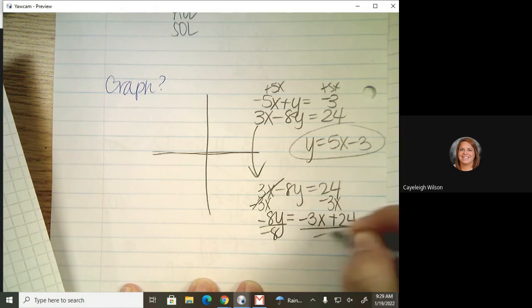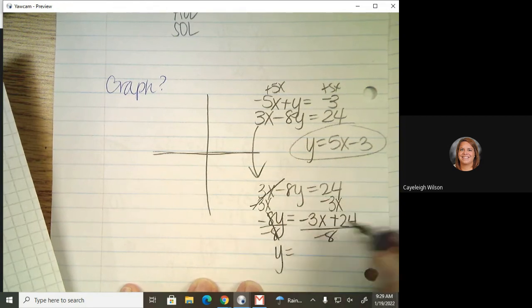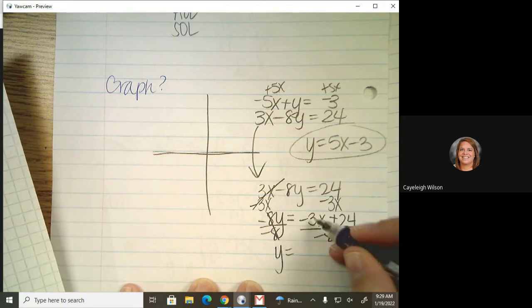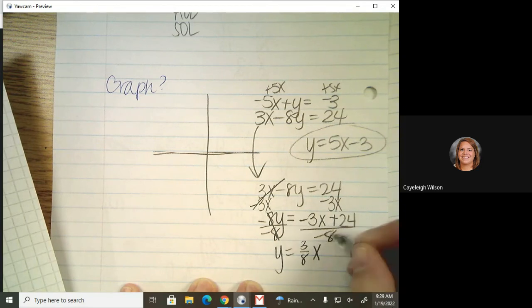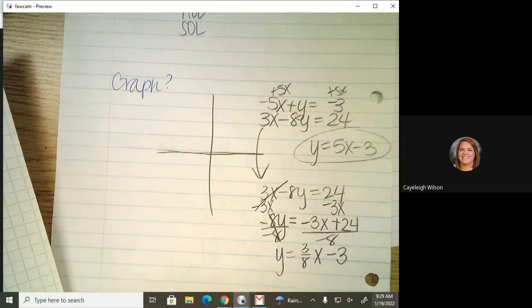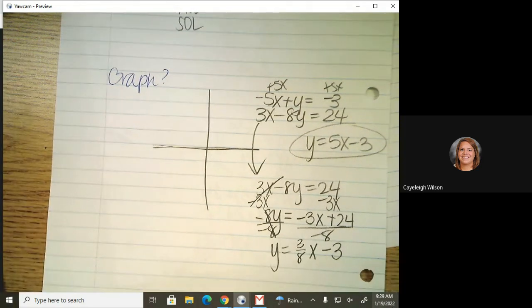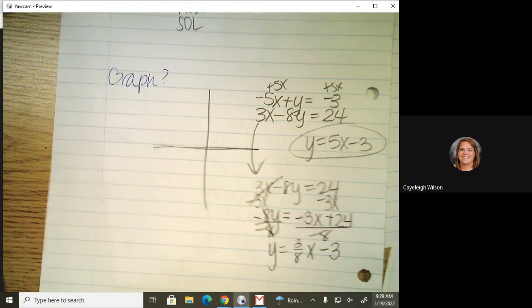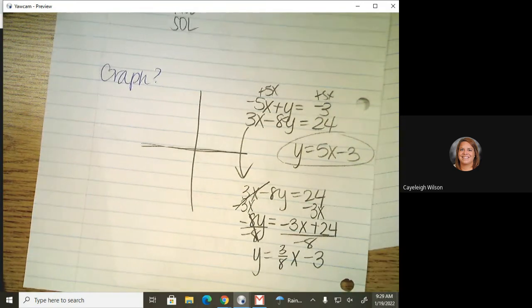Divide by negative 8. So y equals negative 3 divided by negative 8 is not a whole number. It doesn't reduce, but a negative divided by a negative is a positive. 24 divided by negative 8 is negative 3. All right, and then we're going to graph it. And you'll have graph paper.